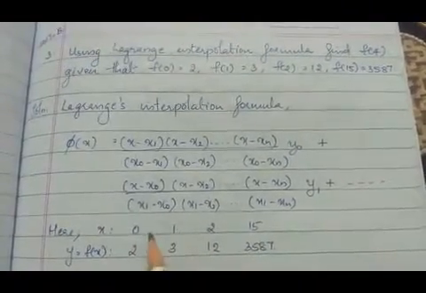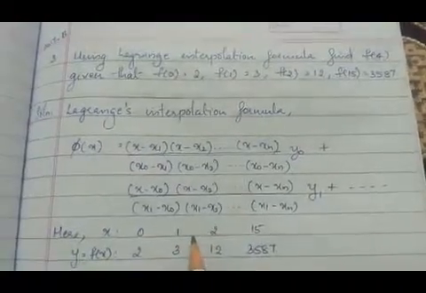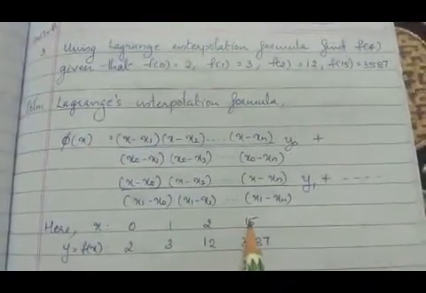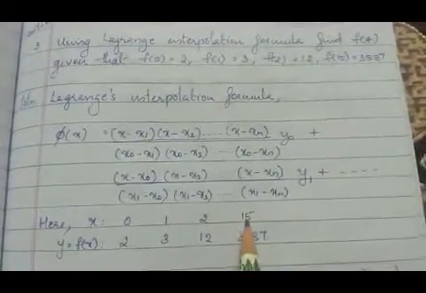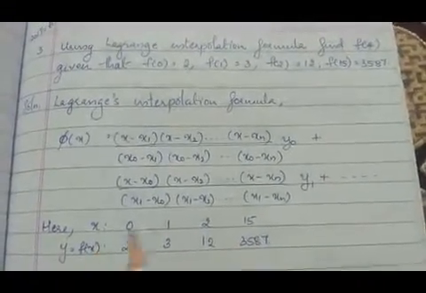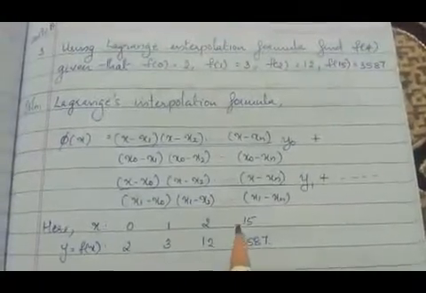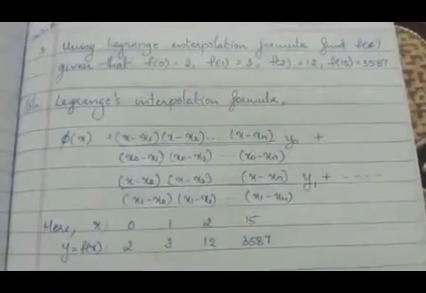Now look at each consecutive values. 0 and 1, the difference is 1. 1 and 2 also, the difference is 1. But in the case of 2 and 15, the difference is 13. That means they are at unequal intervals. So x is at unequal intervals, which means we can use Lagrange's interpolation here.